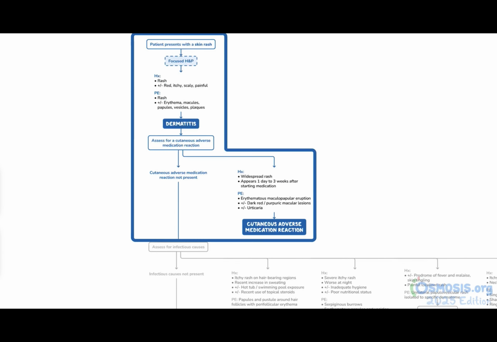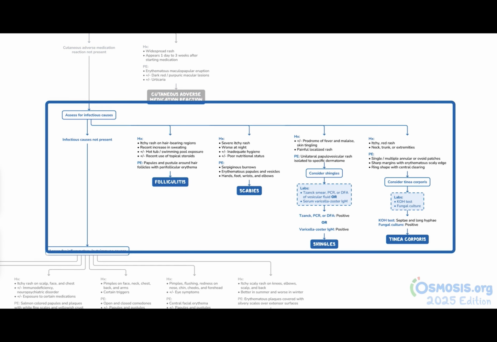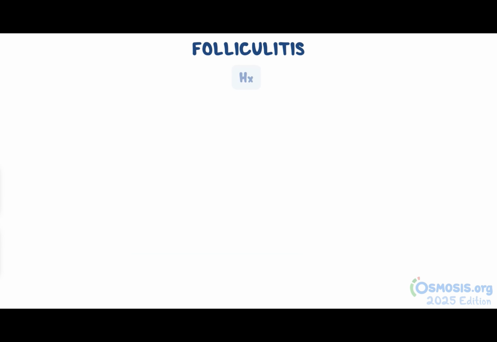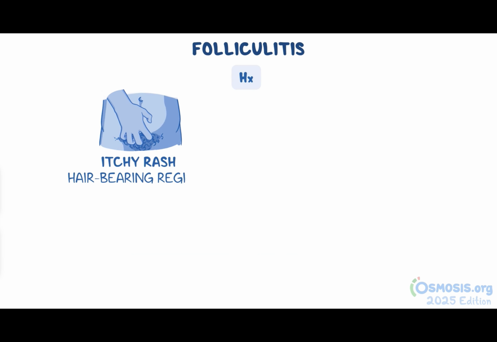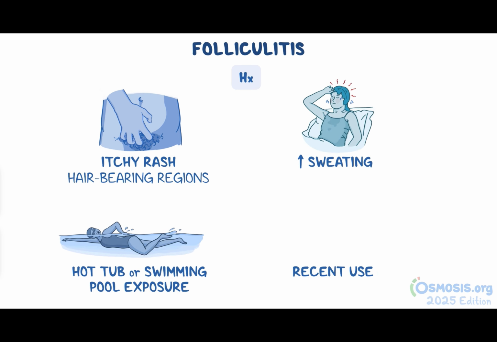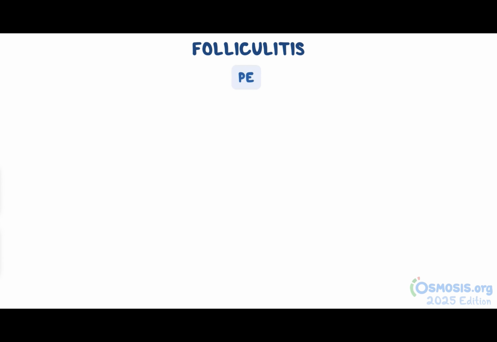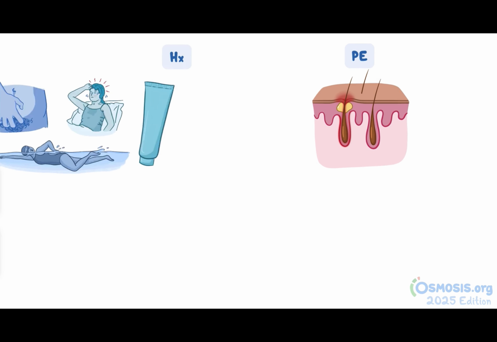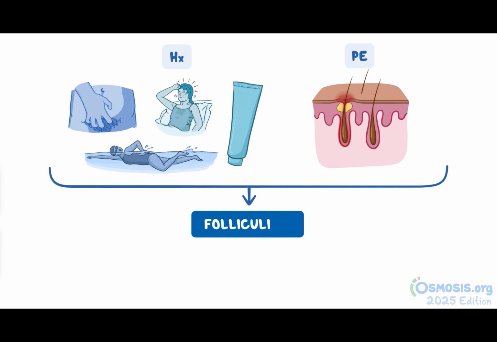On the other hand, if a cutaneous adverse medication reaction is not present, your next step is to assess for infectious causes of a skin rash. First up is folliculitis. Your patient will report an itchy rash on hair-bearing regions of the skin as well as a recent increase in sweating. They might also report hot tub or swimming pool exposure or recent use of topical steroids. The physical exam will reveal papules and pustules around hair follicles with parafollicular erythema. With these findings, diagnose folliculitis.